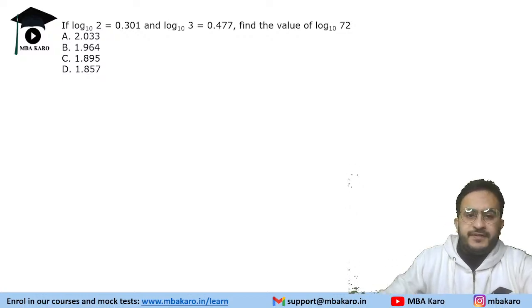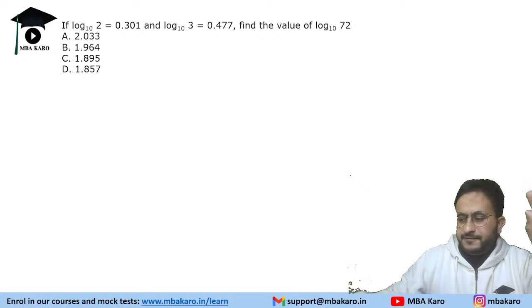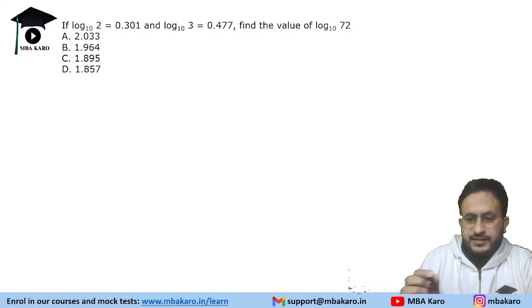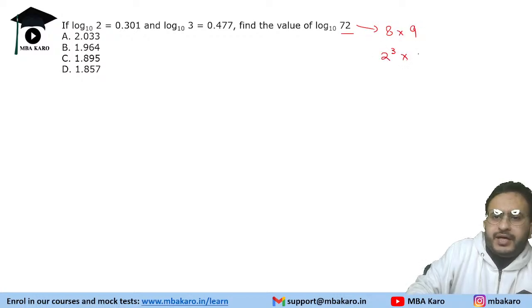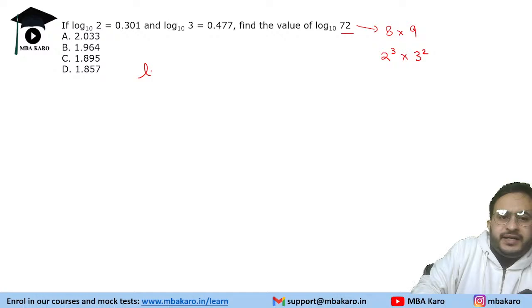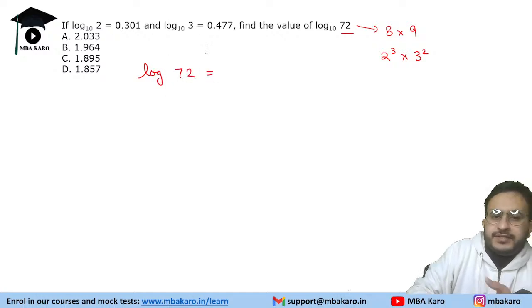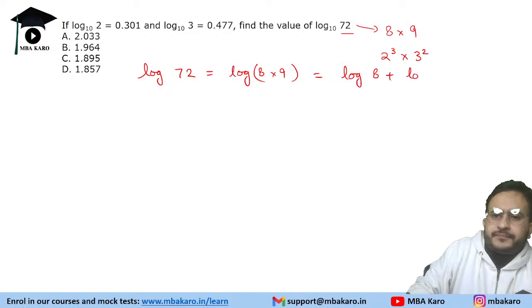This is fairly simple, an easy question if one has studied logs. We need to find log 72. Now 72 is 8 into 9. 8 is 2 cube and 9 is 3 square. So we can write log 72, ignoring the base because everywhere we're using 10 as the base, as log of 8 into 9. So that becomes log 8 plus log 9.